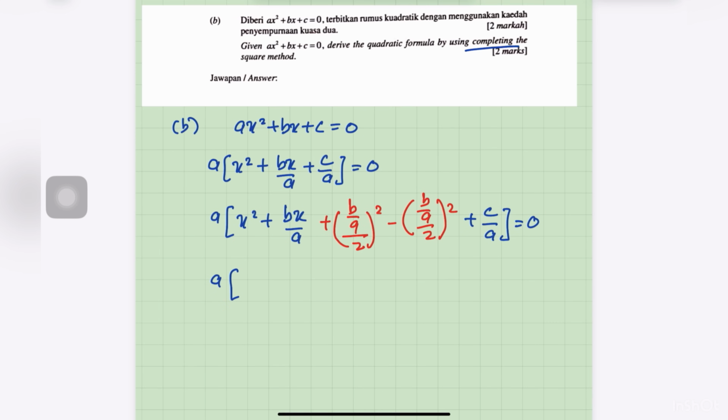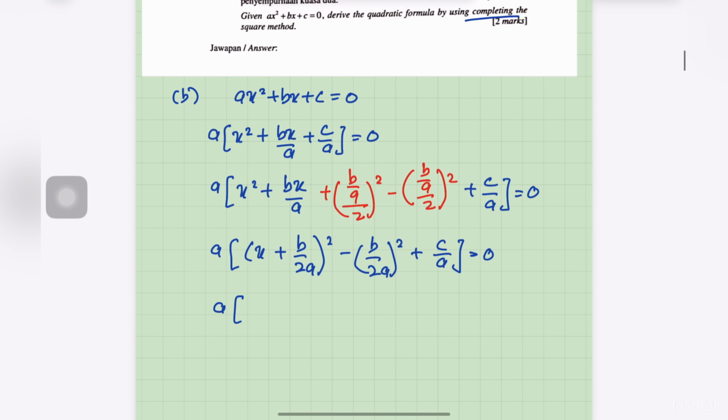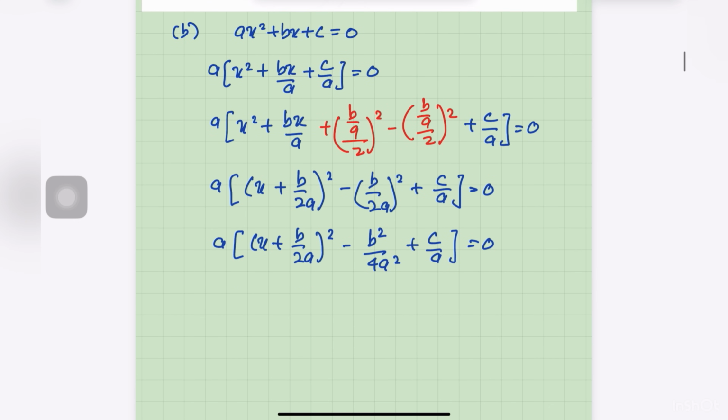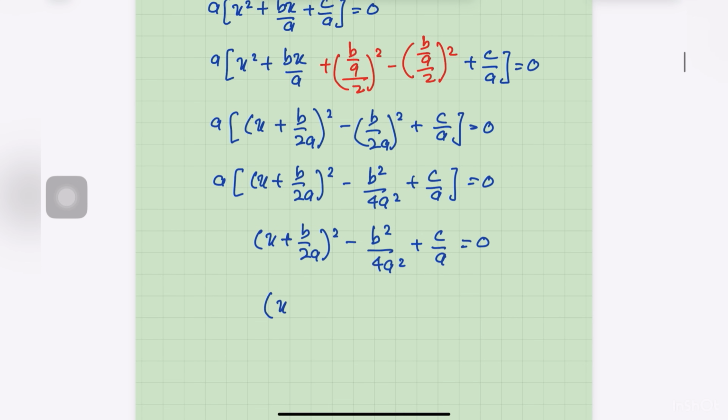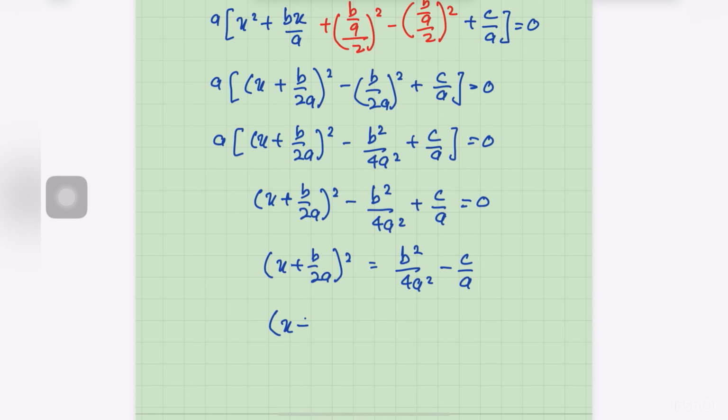Okay, so we simplify. Here we have (x plus b over a over 2, which is b over 2a) squared minus (b over 2a) squared plus c over a equals 0. Okay, so a times (x plus b over 2a) squared, we expand the bracket, b squared over 4a squared plus c over a equals 0. Okay, so then all divided by a. We get (x plus b over 2a) squared minus b squared over 4a squared plus c over a equals 0. Okay, so this (x plus b over 2a) squared, bring to the right side. So b squared over 4a squared minus c over a. Then we make the denominators the same.